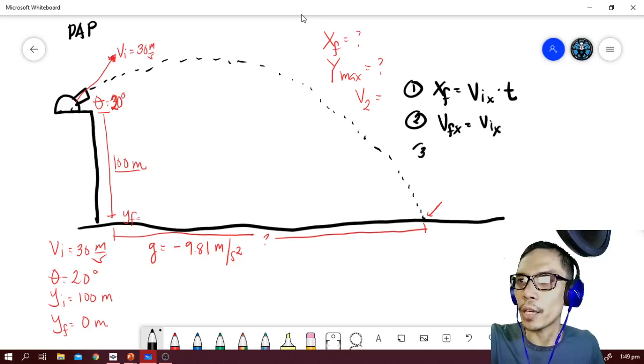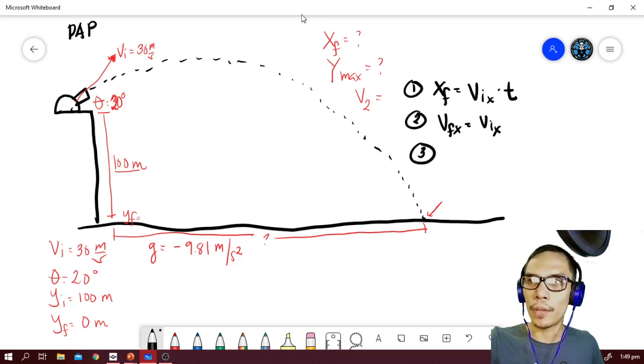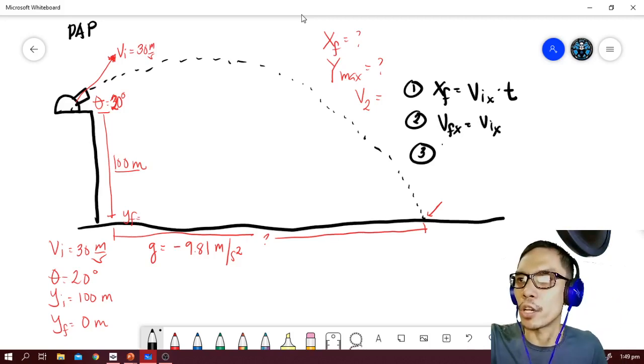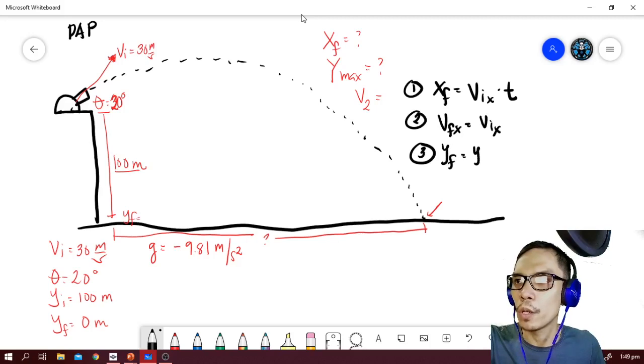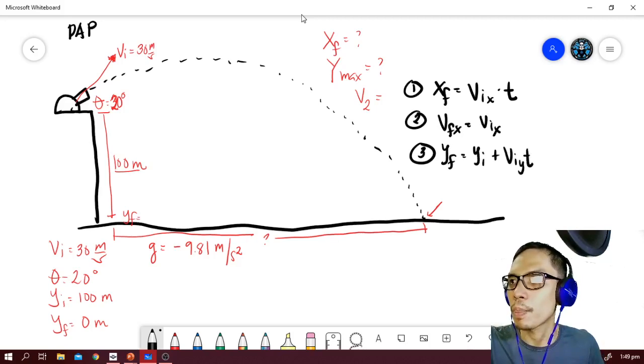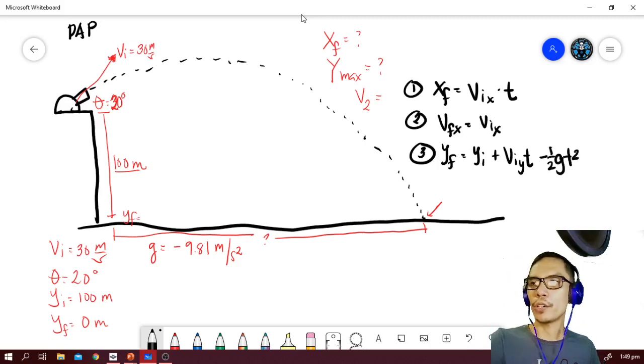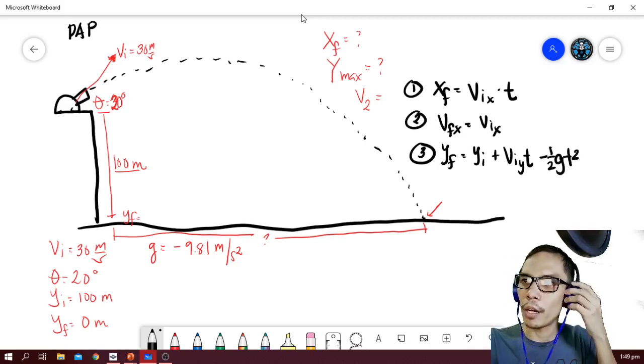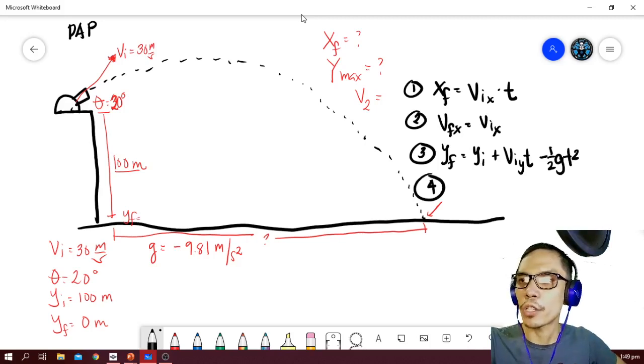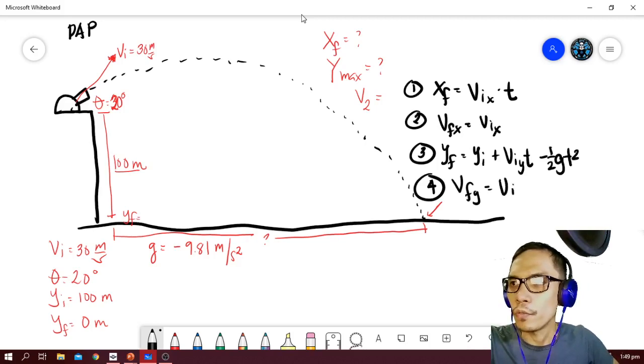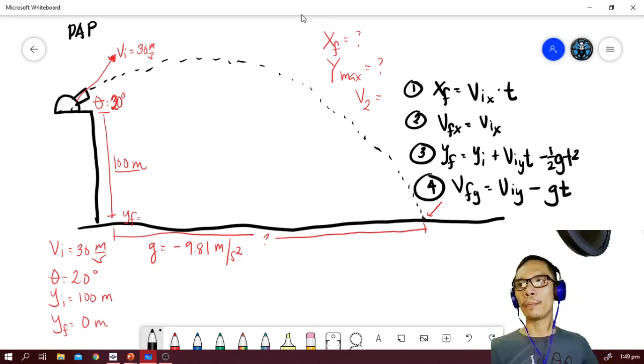Alright, so next, number 3, we have the displacement in the y direction. So we have y sub f is equal to y sub i plus v sub iy t minus 1/2 g t squared. So there you are. Okay, next one, number 4, is the velocity in the y direction. So we have v sub fy is equal to v sub iy minus acceleration due to gravity multiplied by time.